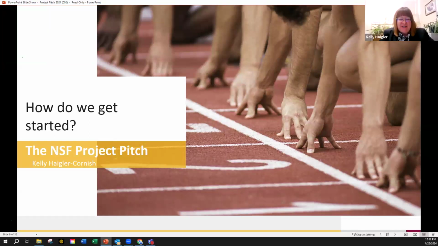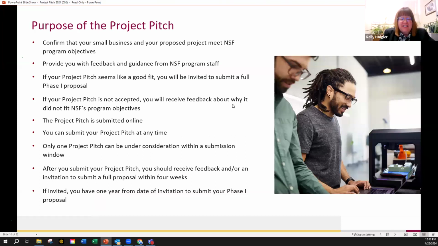Thanks, Anne. That's great. Well, the purpose of getting started is with that NSF project pitch. So let's go ahead and just move right into the next slide. The importance of the project pitch is twofold. It helps the small business and it also helps NSF. So the small businesses are going to get to determine if they meet the NSF program objectives. It'll help them save time if they find out they don't.